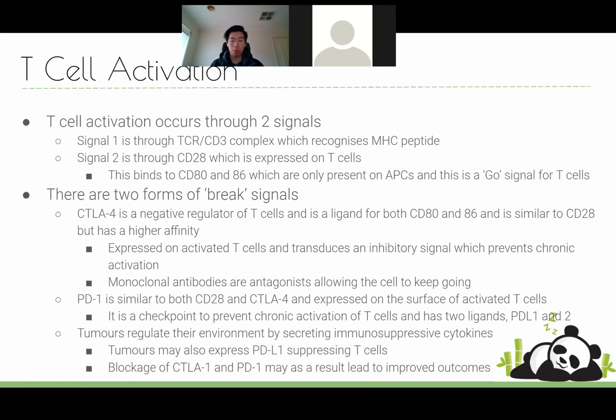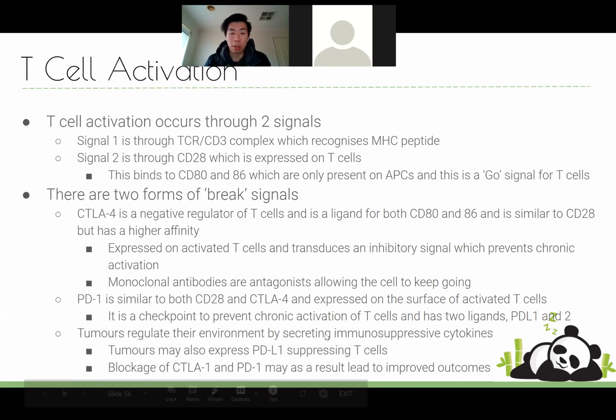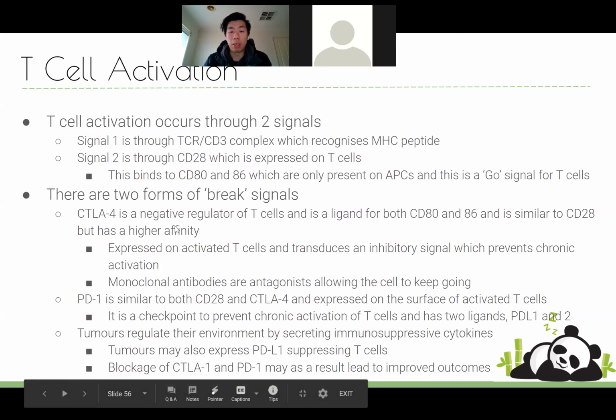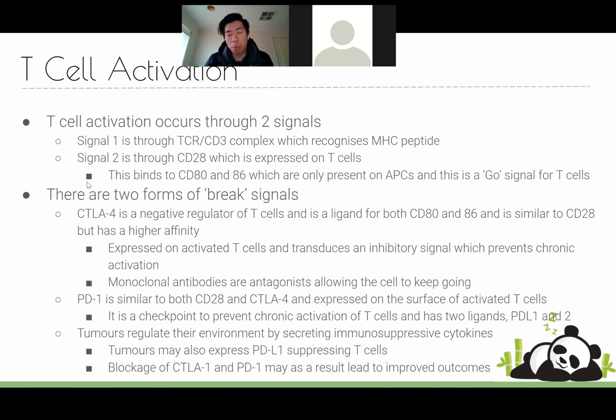I don't know if it's more useful, more interesting, but what they look at more is your break signals, which I think is more complicated. And there are two break signals, generally speaking, for T cell activation as well. There's your CTLA4 and your PD1. So these are both negative regulators of T cells, and they're a ligand for both CD80 and 86, similar to CD28, with a higher affinity. These are expressed to prevent chronic activation, and basically they stop these T cells from chronically activating, doing their job over time. Sometimes you don't want that to happen, so there can be monoclonal antibodies to prevent that from happening.